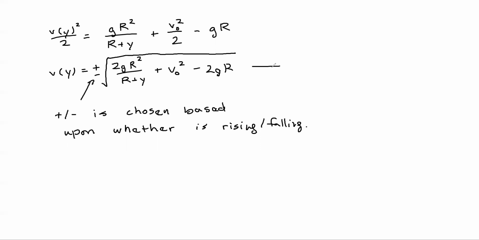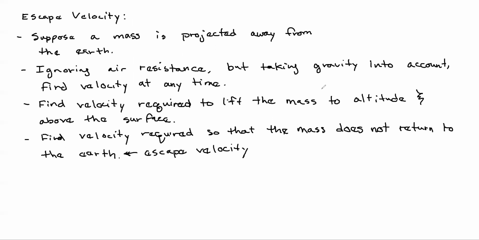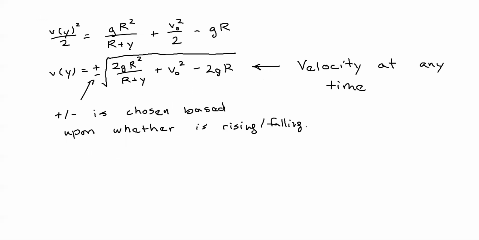Okay, so this gives the velocity at any time, and that's how you find it. So that was the first question we were asked to go through and do: find the velocity at any time. Check. All right, find the velocity required to lift the mass to altitude xi above the surface. So that's what we want to do next. How do we go through and find the velocity required to lift the object to altitude xi?